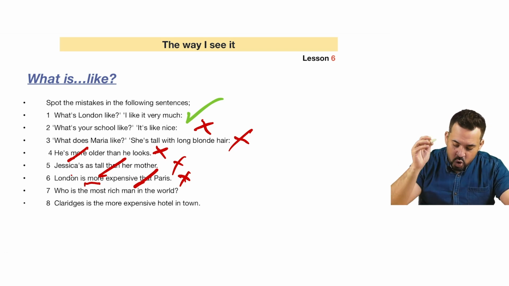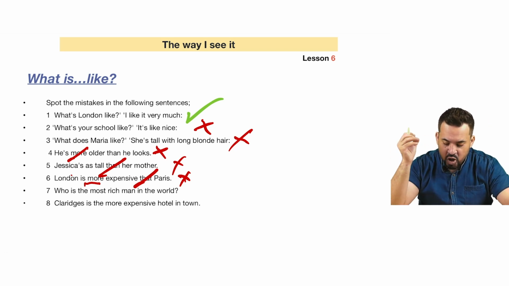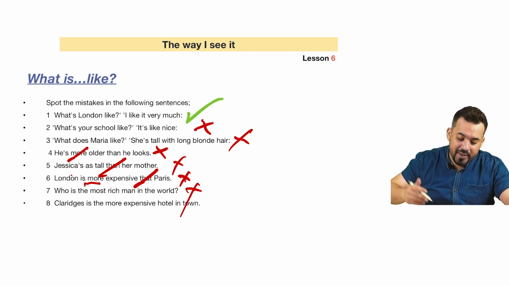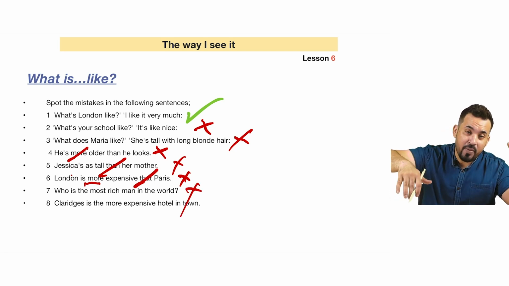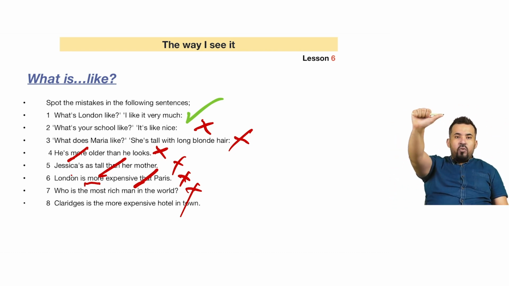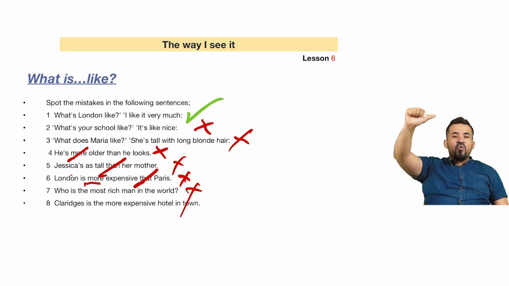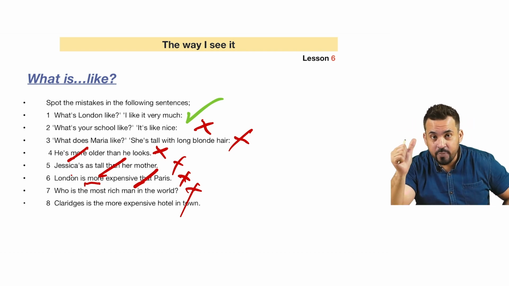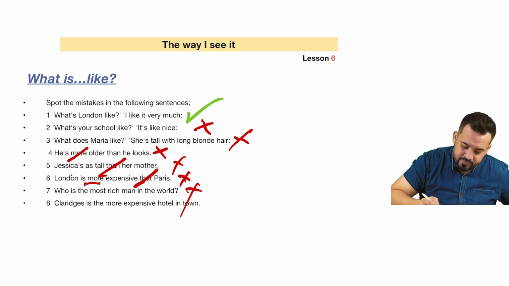Number 7, who is the most rich man in the world? Again, this is wrong because who is the most rich? No. Rich is one syllable. Who is the richest man in the world? We don't use more and most for one syllable adjectives.